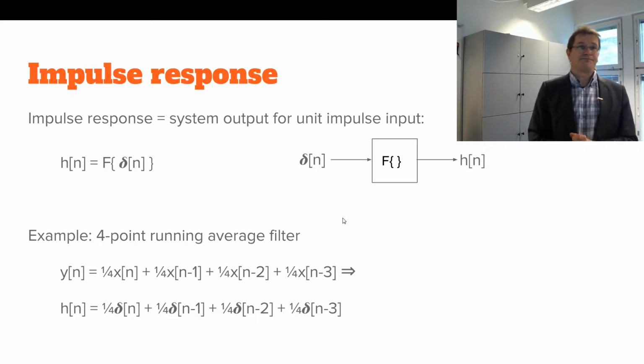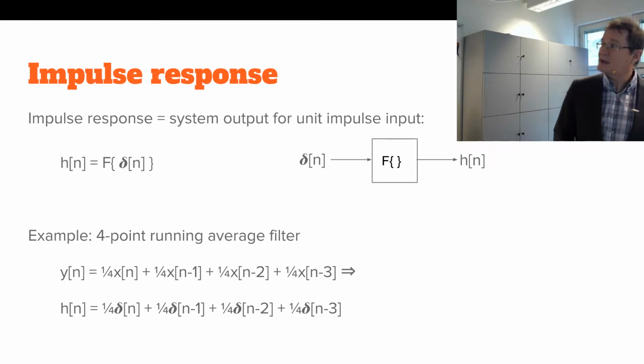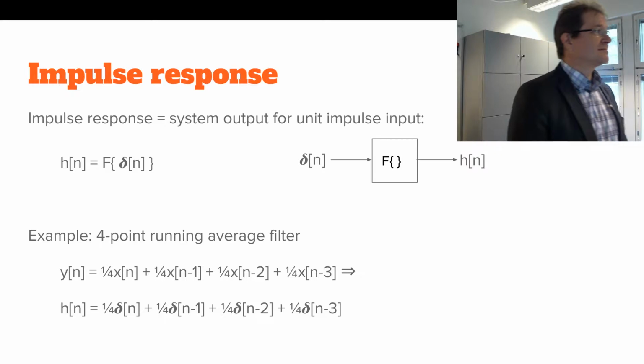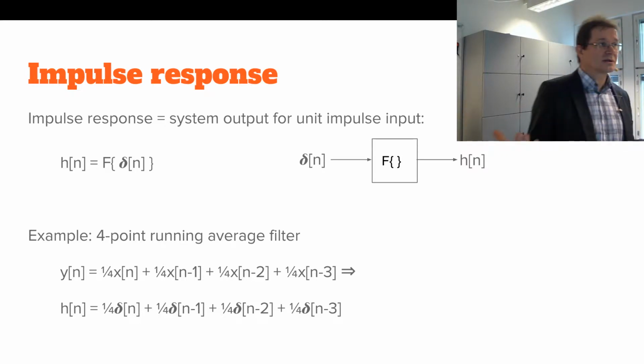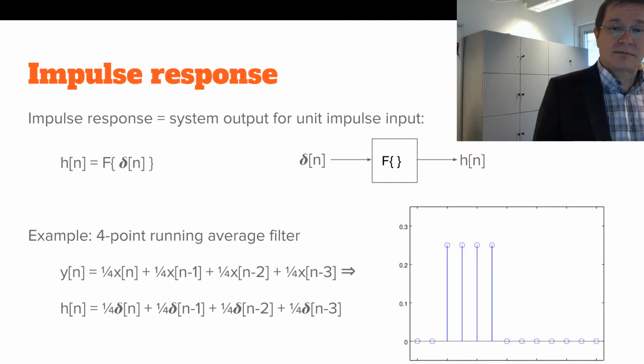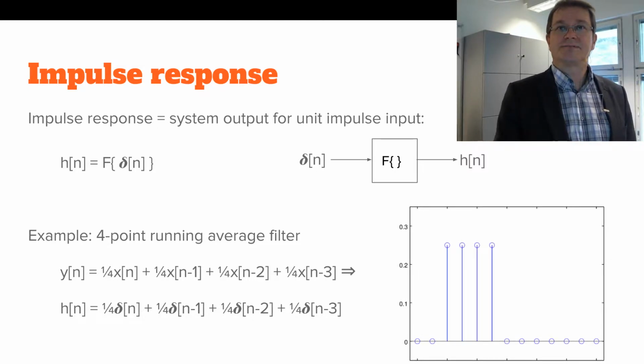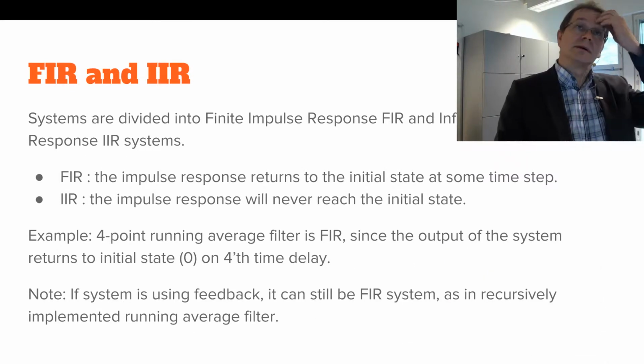For example, on the 4-point running average filter, you just replace the input x with the delta, and that's your impulse response. Very simple thing. And that's the nice graph of it.